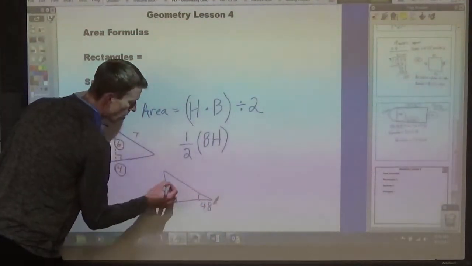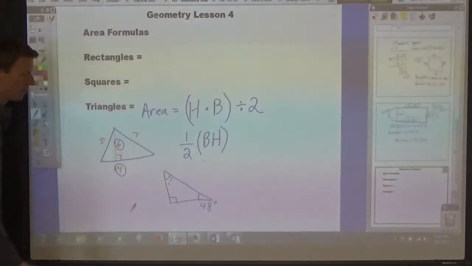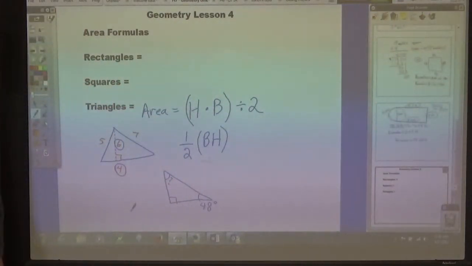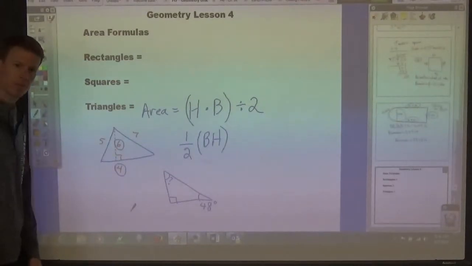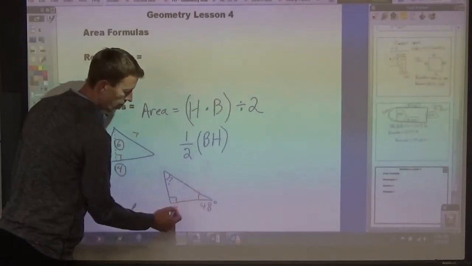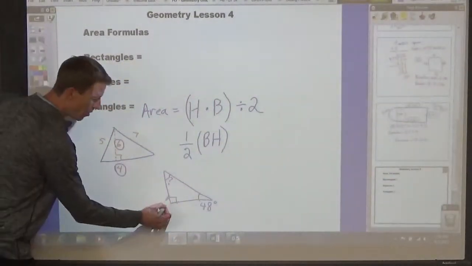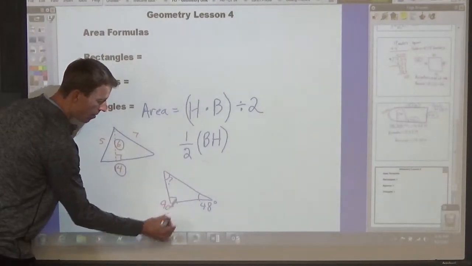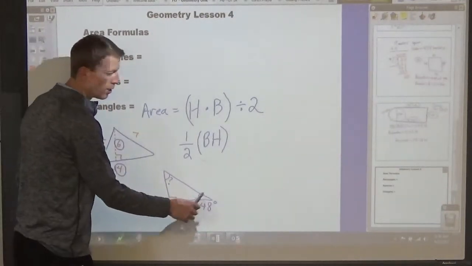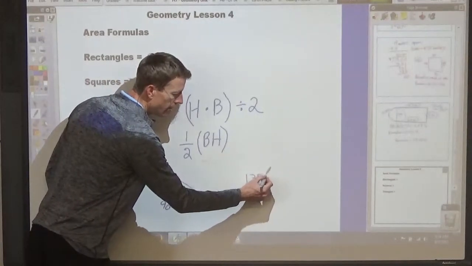How would you find the measure of this 3rd angle right here? Catherine? You add up the 48 and the box, which is 90, because a box is a right angle. Good. Box is a right angle, so that's 90 degrees. Plus 48 degrees is 138 degrees.